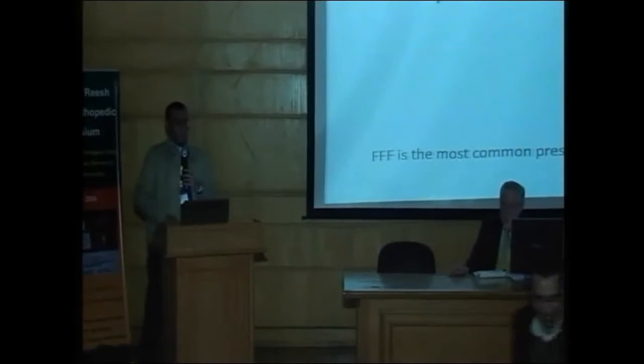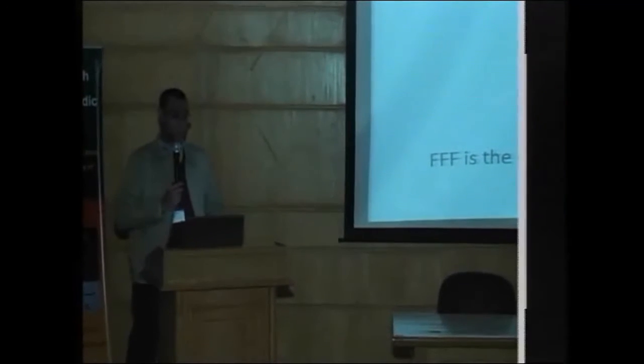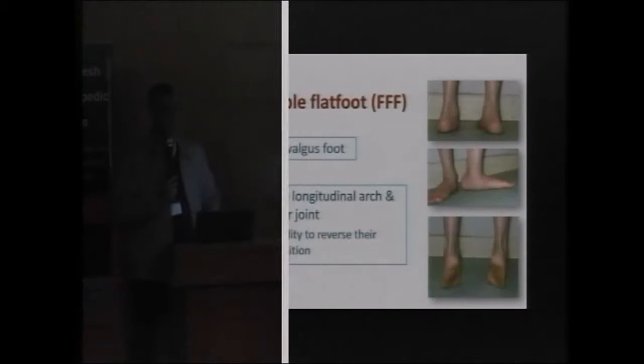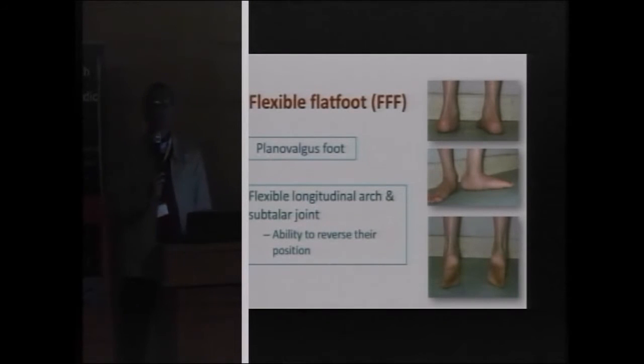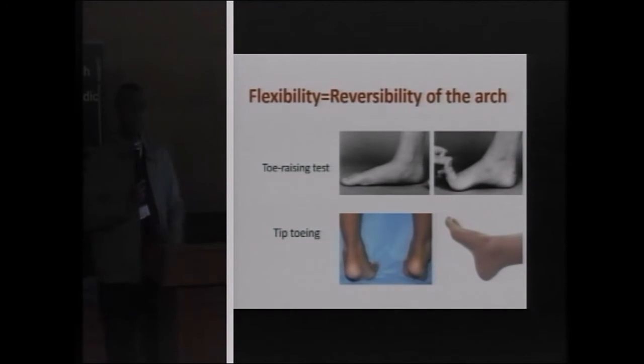So to start with, there are different types of flat foot in children. The flexible flat foot, the rigid flat foot, and the paralytic one. Flexible flat foot means there is a planovalgus foot, but flexibility means the ability to reverse the flattening and reverse the deformity. The reversibility means that restoration of the arch can be achieved by just dorsiflexion of the big toe, or leaving the foot dangling, or asking the child to tiptoe, and here the arch will be restored and the heel will go into varus.